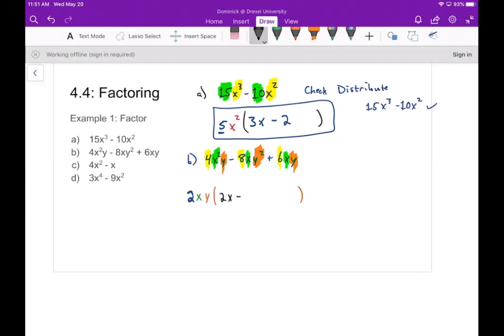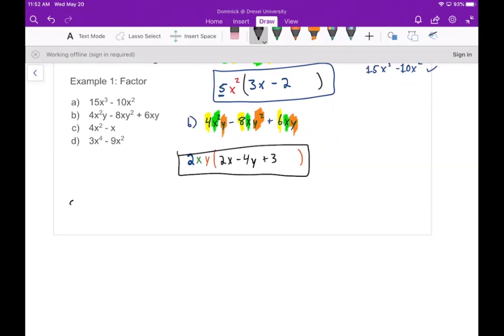Then to go from 2 to -8, I need a -4. x to x, I don't need anything, but I will need another y. And then finally, to go from 2 to 6, I would need a 3. And my x and y, I don't need anything else, so we're done here.